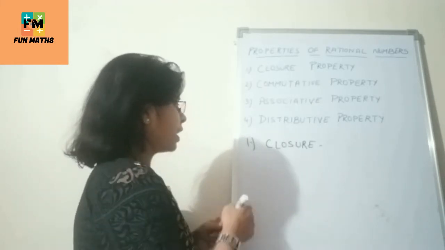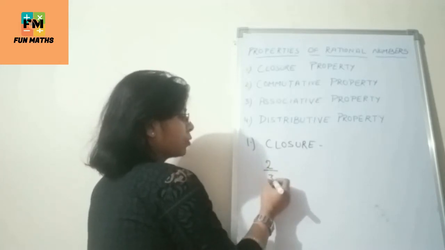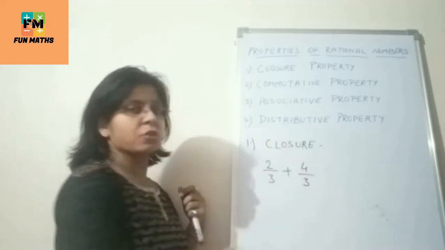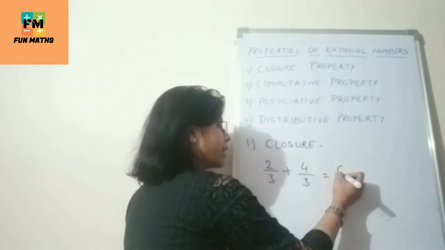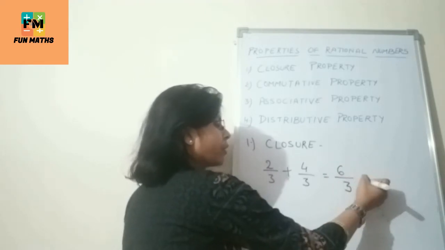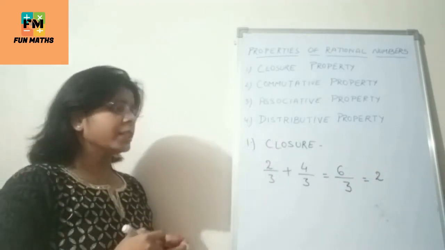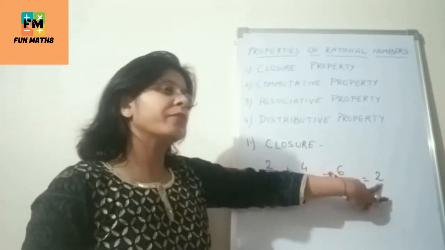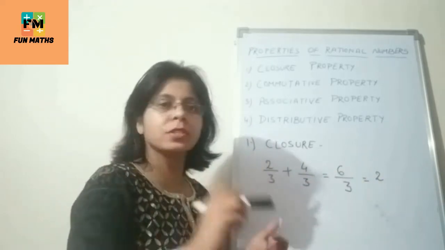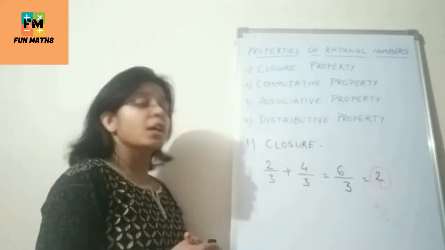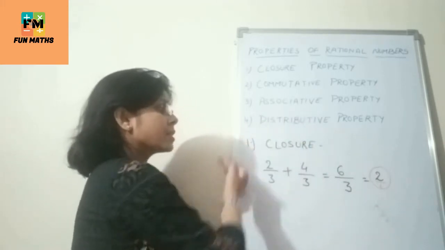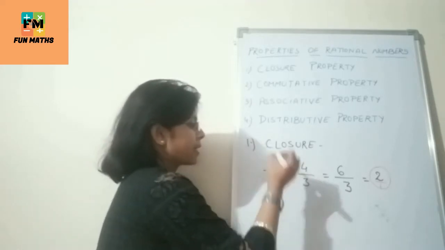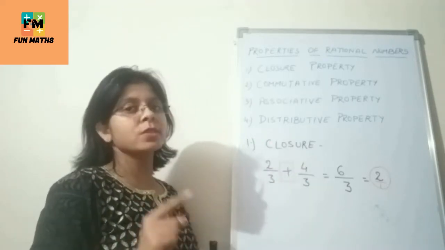In the same way, if I take any rational numbers, let's say 2 by 3 and 4 by 3, and I add these two rational numbers, what will I get? I will get simply 6 by 3, or we can write it as 2. So when we added these two rational numbers, we got a rational number again. Don't be confused, 2 is again a rational number. So we say that rational numbers are closed under addition.